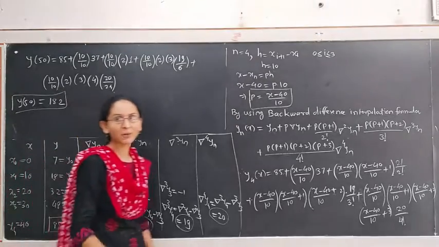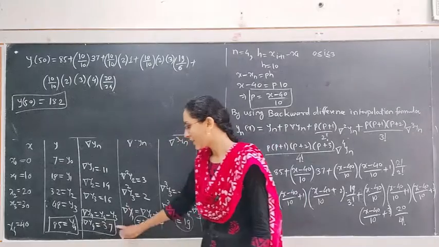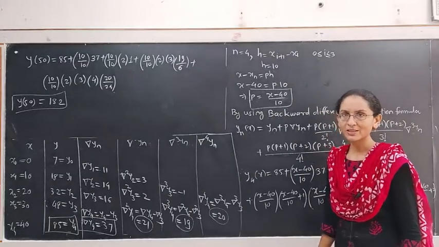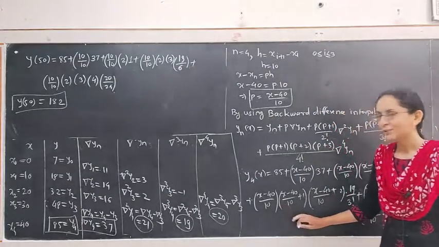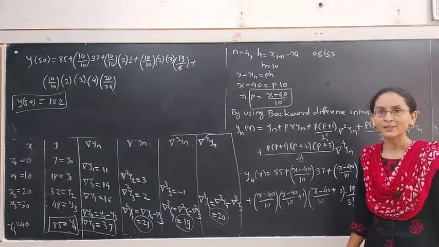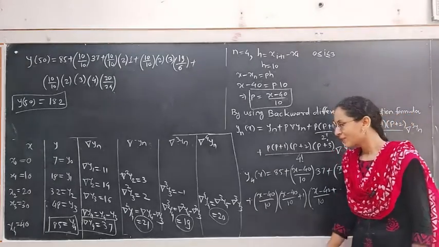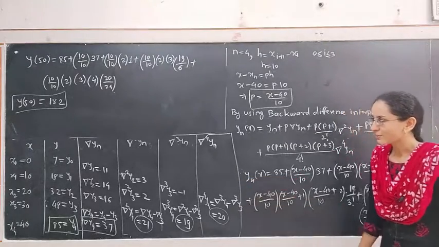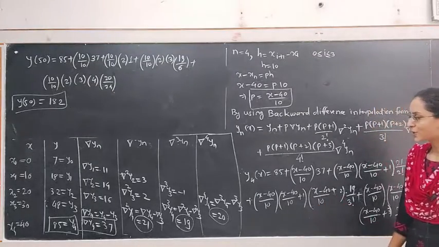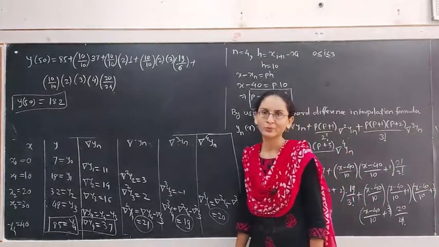Hence first we constructed the backward difference table. Then we used the values of y4, del y4, del square y4, del cube y4 and del raised to 4 y4 in Newton's backward difference interpolation formula. Again we want the value of y at the point x is equal to 50. That x is equal to 50 lies at the end of the given table. Hence we use the backward difference table and backward difference interpolation formula. In this formula, put x is equal to 50, then we get the required value y of 50, which is 182. Okay. Thank you.